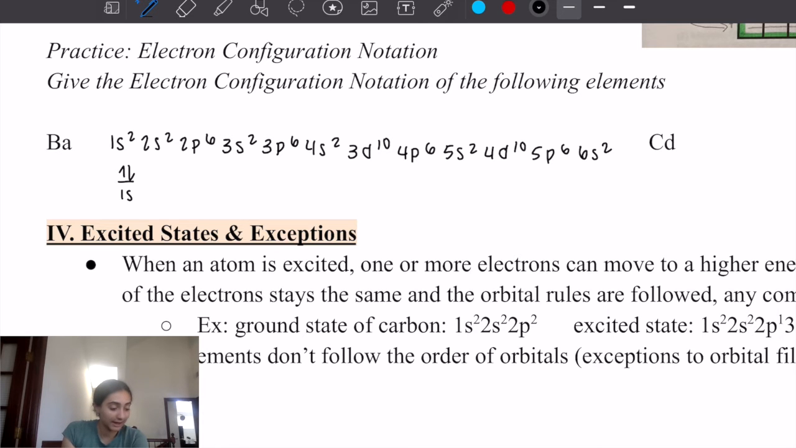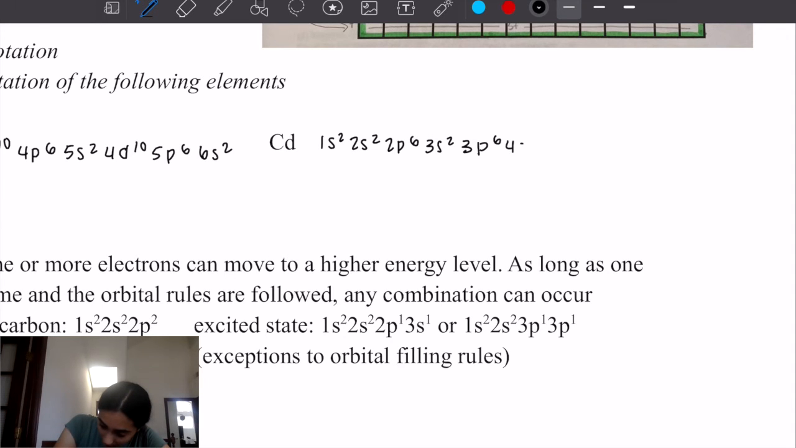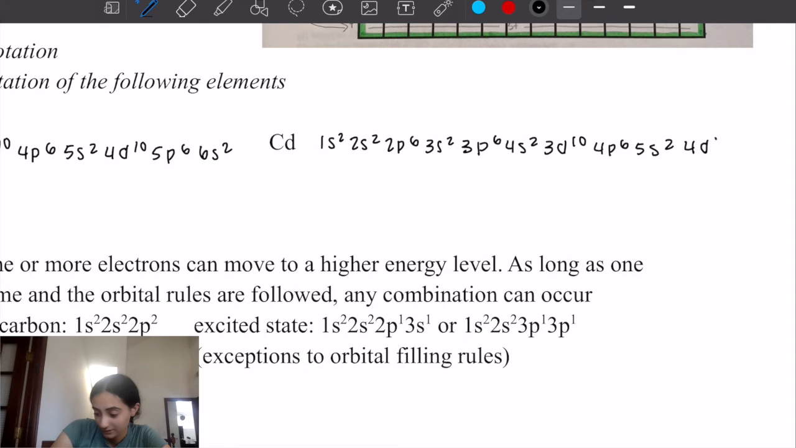Okay, now let's do cadmium. Okay, so locate cadmium on the periodic table, and we're going to get started. We have 1s2, 2s2, 2p6, 3s2, 3p6, 4s2, 3d10, 4p6, 5s2, then we have 4d10. And if you add all these electrons up together, we have 2, 4, 10, 18, 20, 30, 36, 38, 48. We have 48 electrons, which is the same amount of electrons in cadmium.